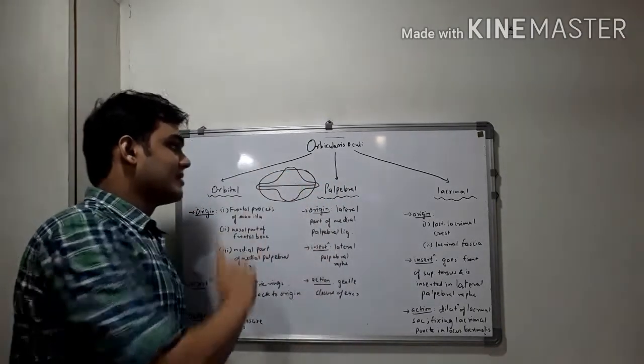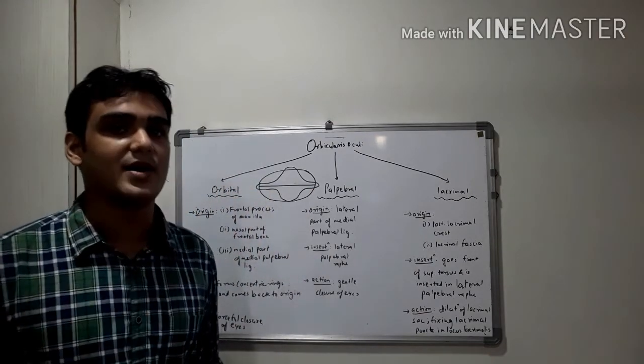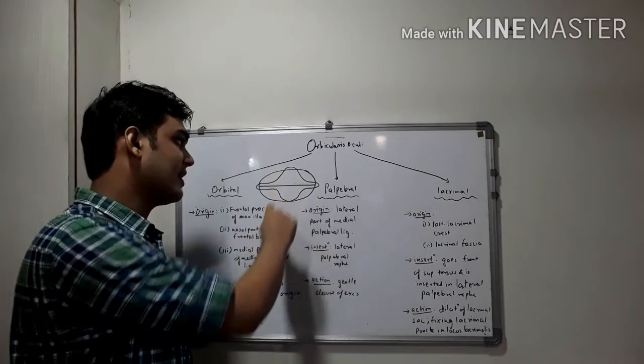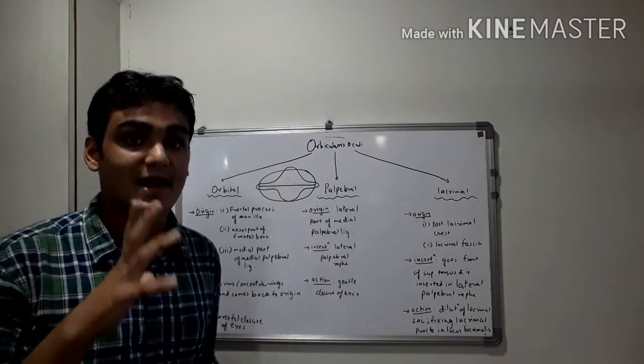So the upper and lower thickenings are known as tarsi or tarsal plates, and the ones on the sides are known as palpebral ligaments. So this is the superior tarsus, inferior tarsus, and the medial one is known as the medial palpebral ligament, and the lateral one is known as the lateral palpebral raphe.